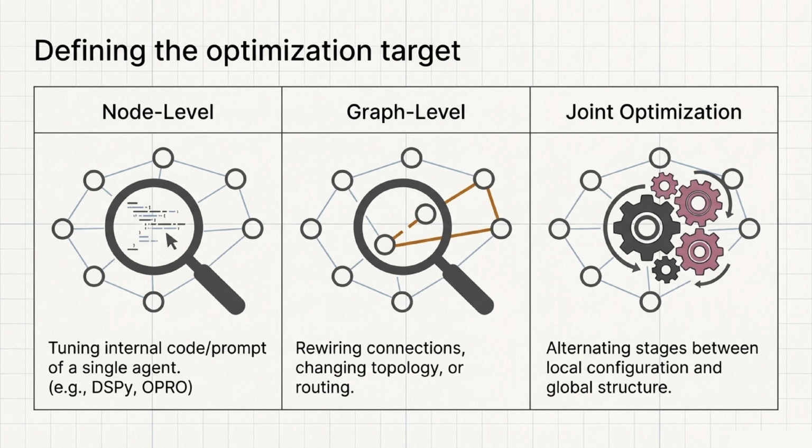What exactly are we optimizing? We generally have three main targets. We can do node-level optimization, which means tuning the internal code or prompts of a single agent while keeping the overall scaffold fixed. We can do graph-level optimization, where we rewire connections or change the overall routing topology. Or, we can use joint optimization, alternating between tuning local configurations and the global structure.